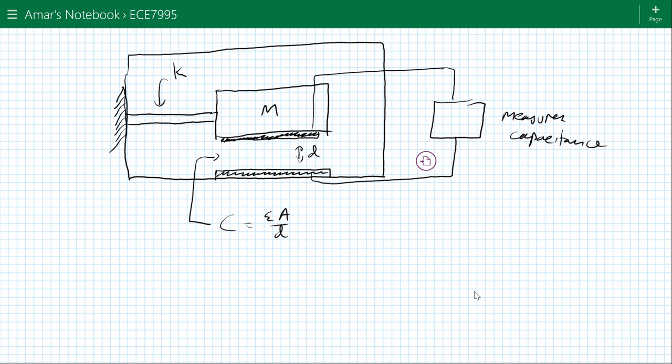Yes, Mohammed? It'll swing. That's correct, it'll swing up and down. Exactly. When this thing is exposed to acceleration, this mass is going to end up either moving closer to this electrode or farther away. That changes this distance D, and that distance D changes the capacitance, and you can have a circuit that measures the capacitance. So you can electrically read out the acceleration, because the force on this mass is F equals MA. We'll go back to the equations, but this is what the system looks like.